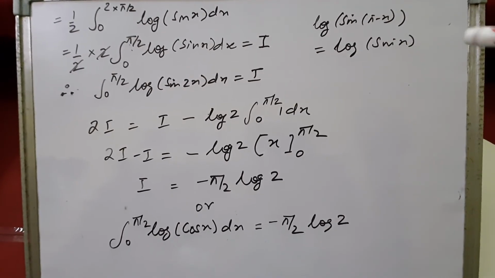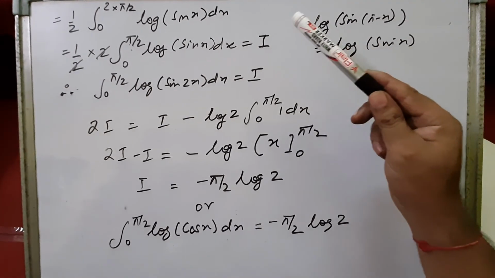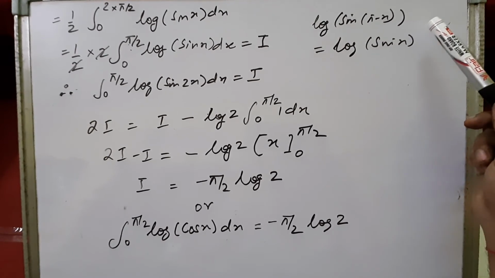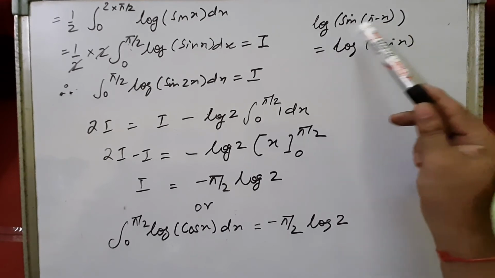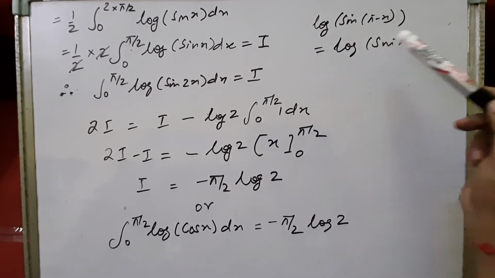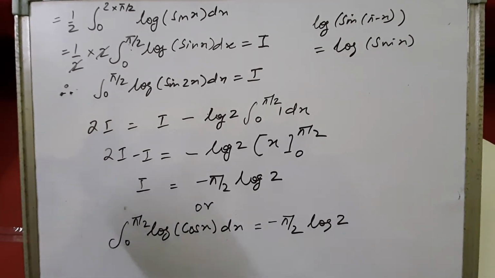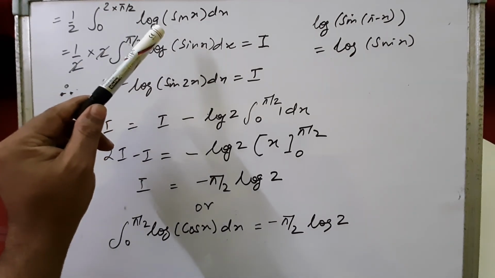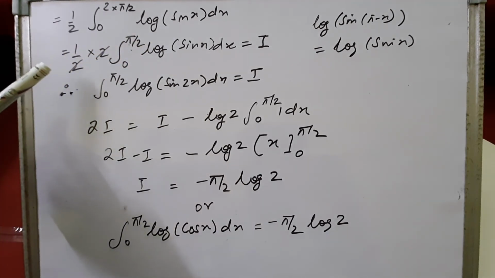Now 1 by 2 times the integral from 0 to pi can be written in terms of the integral from 0 to pi by 2 of log sin x dx. Now by using the property: the integral from 0 to 2a of f(x) dx equals 2 times the integral from 0 to a of f(x) dx if f(2a minus x) equals f(x). This is the property that we have studied.